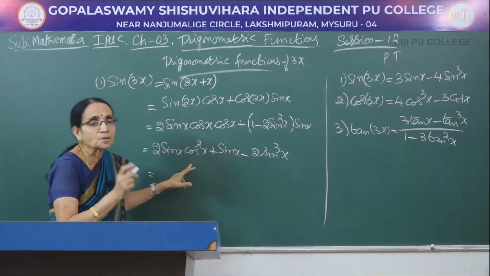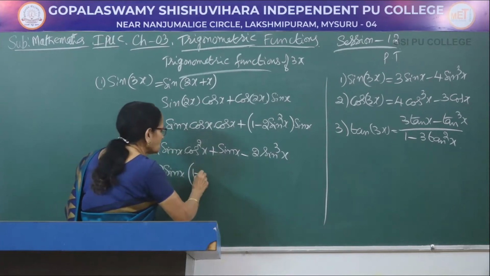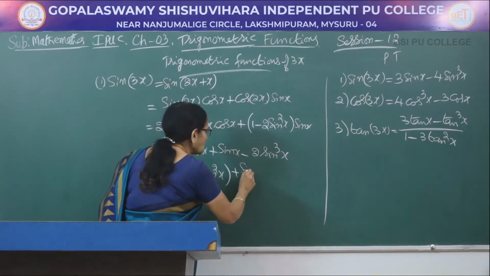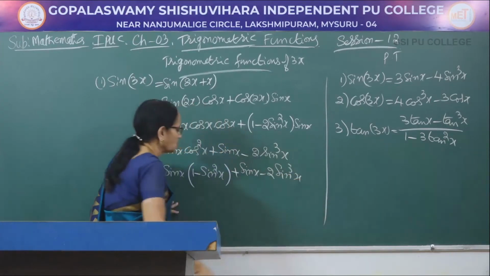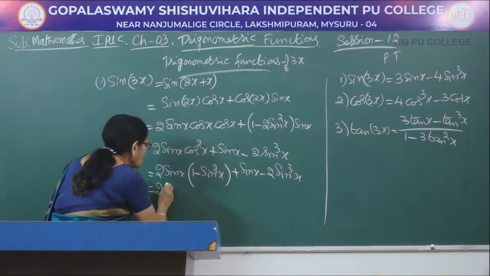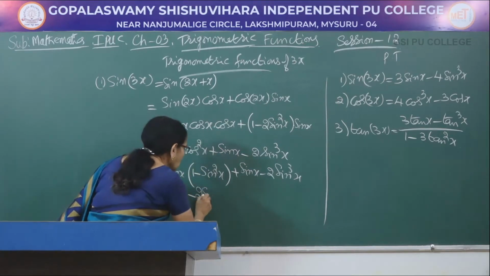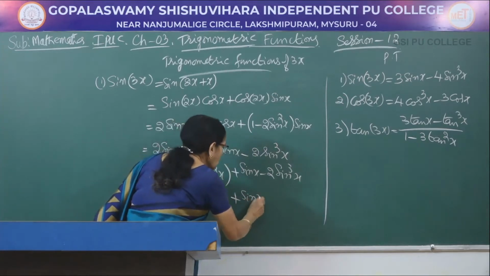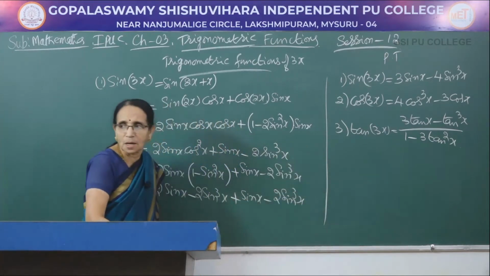I am using the basic identity, that is 2 sin x into, write this as 1 minus sin square x, plus write the other two terms as they are, sin x minus 2 times sin cube x. Now if you remove the brackets here, 2 sin x into 1, that would be 2 sin x minus 2 sin x into sin square x, that is 2 sin cube x, plus 1 sin x already there, minus 2 times sin cube x.